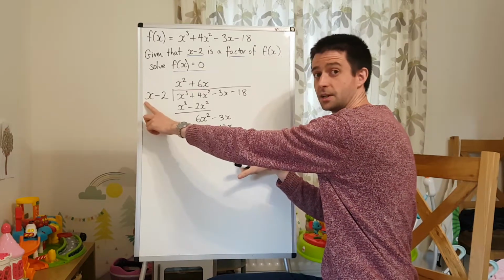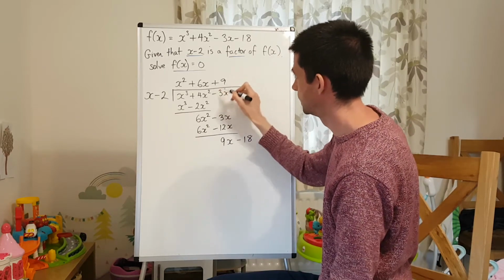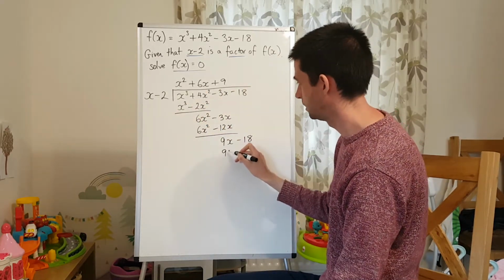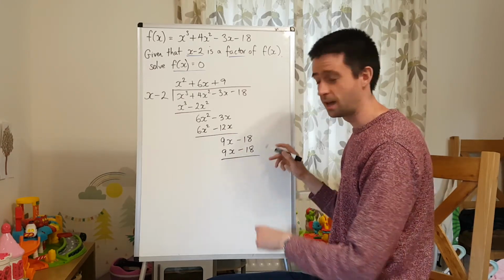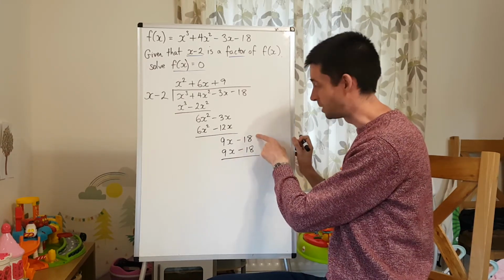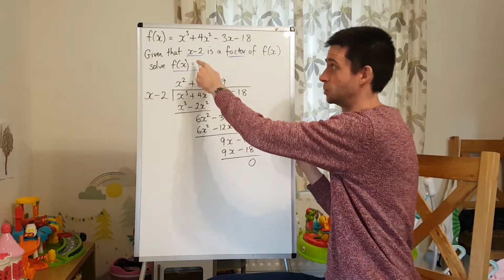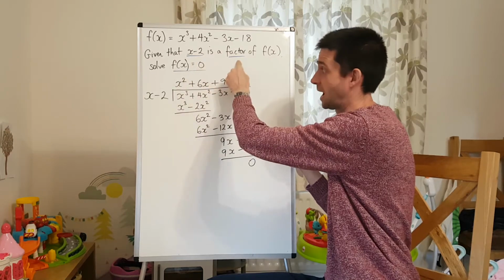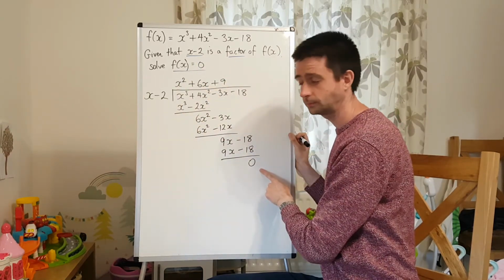Finally, how many x's go into 9x? Well, it's positive 9. Multiply back, 9x minus 18, and as you can see there, we've got the same result as we've got above, so no remainder, 0. We expected that because we were told that x minus 2 is a factor, which means it divides exactly into it with no remainder.